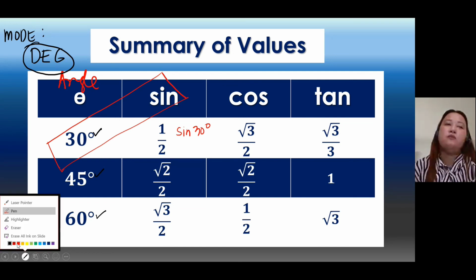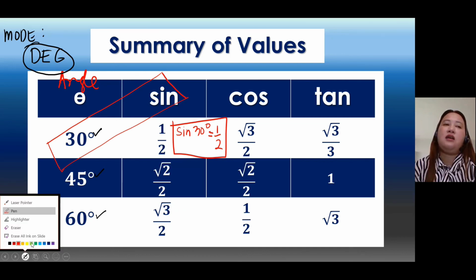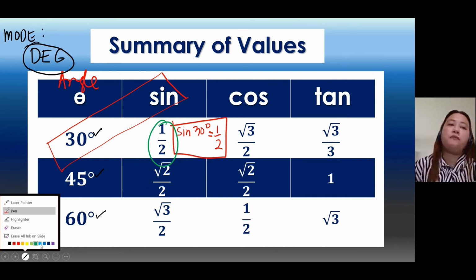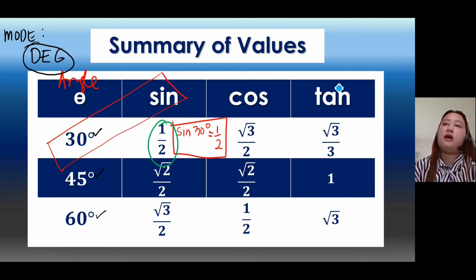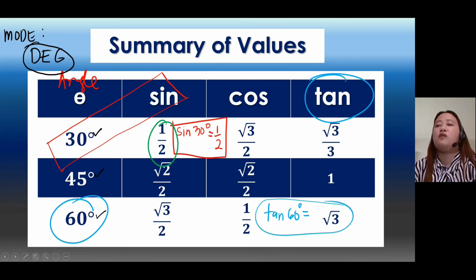Okay, going back. When you input in your calculator sine 30 degrees, you press the equal sign, it will give you the answer of 1/2. Okay? And that answer is this one. So sine 30 degrees, press the equal sign, it is 1/2 or 0.5. Another, if you would like to try tangent 60 degrees, the intersection of this is square root of 3. It means that when you input in your calculator tangent of 60 degrees, your answer is square root of 3.